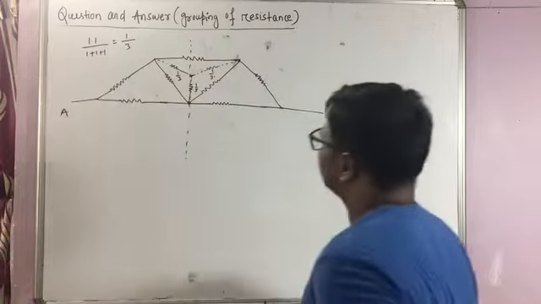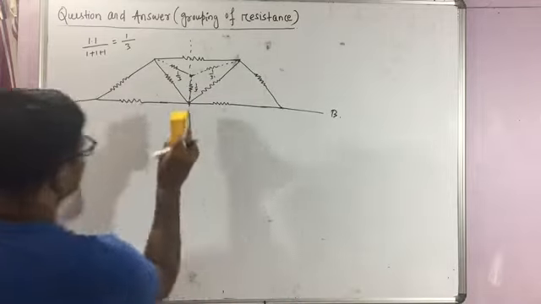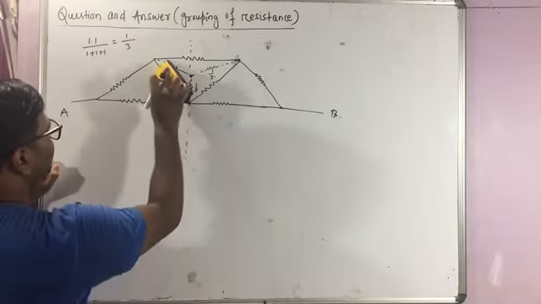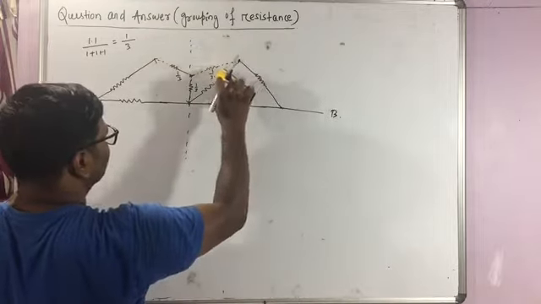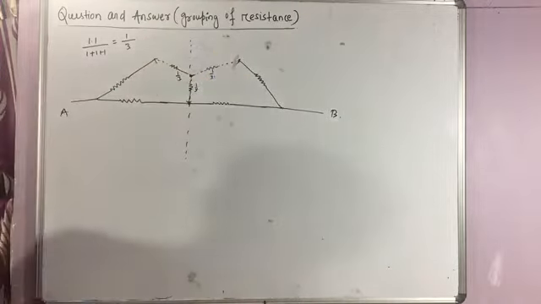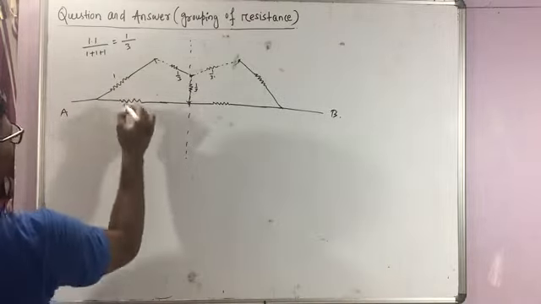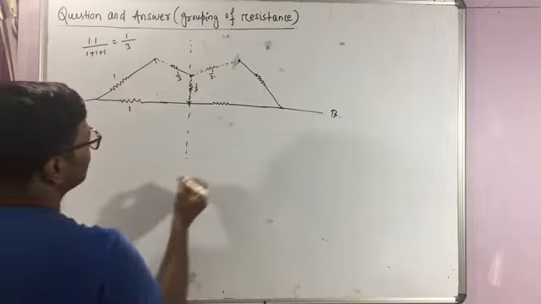Now you just replace the diagram in this way. You just remove this 3 part, this one, and this one. Now your diagram will be like this. Clear? So this is 1 ohm, this is 1 ohm, this is 1 ohm, this is 1.